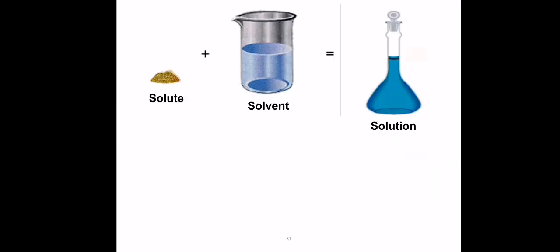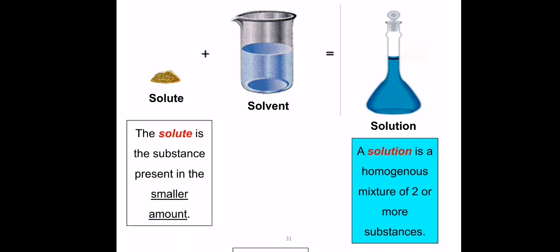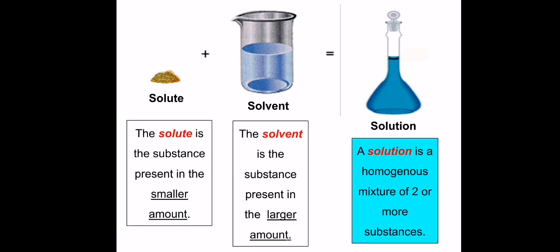So the other example, solute plus solvent equals solution. So what is solute? What is solvent? What is solution? Solute is the substance present in the smaller amount. Meanwhile, the solvent is the substance present in the larger amount. And then what is solution? Solution is a homogeneous mixture of two or more substances.